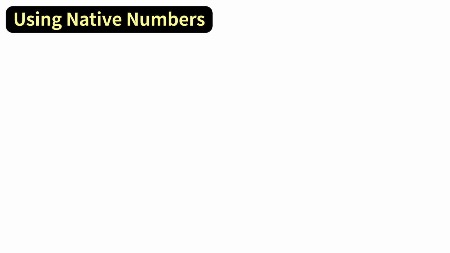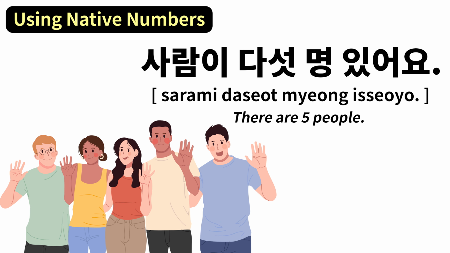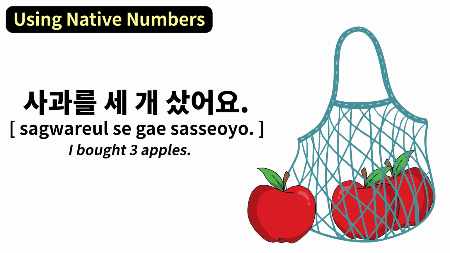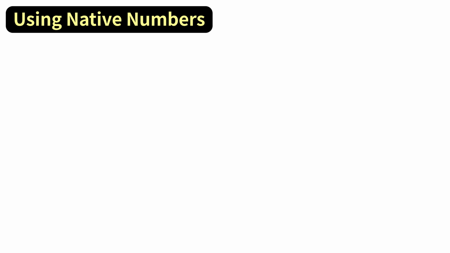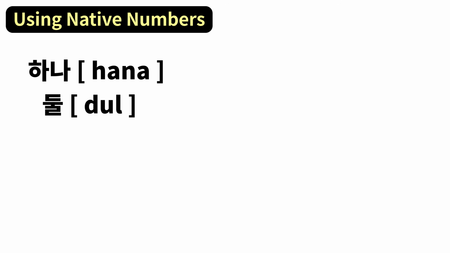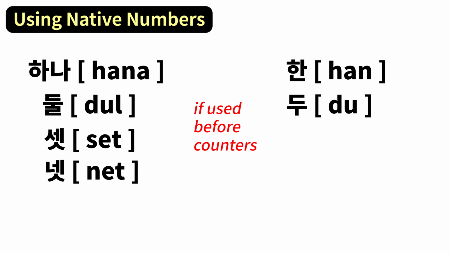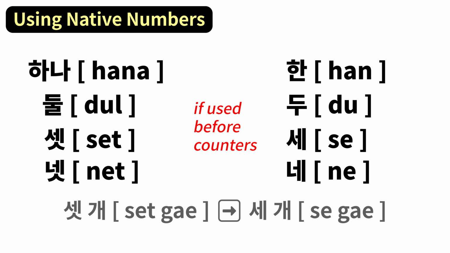Here are some practice sentences. First, Native Korean. 사람이 5명 있어요. There are 5 people. And 사과를 3개 샀어요. I bought 3 apples. Now, quick note. When Native Korean numbers like 하나, 둘, 셋, 넷 are used before counters, they change form. So 하나 becomes 한, 둘 becomes 두, 셋 becomes 세, and 넷 becomes 네. So 셋 개 becomes 세 개. This shortened form sounds more natural and is used before most counters like 개, 명, 살, or 시.